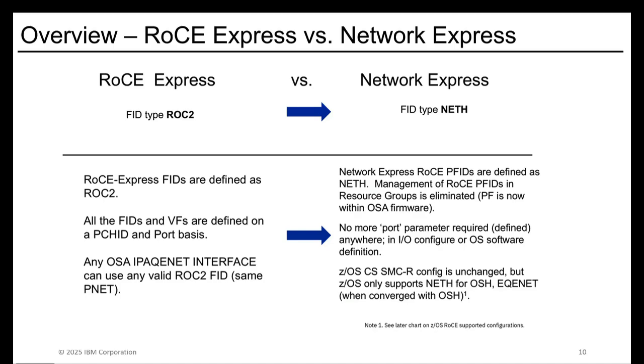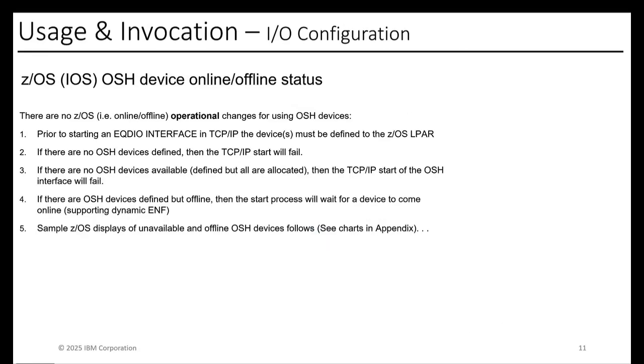If you move OSD and you use it on Z17, it's required to point to one of the Network Express NetH PFIDs. But for OSH, the NetH FID is on the same physical port. They're always converged. In terms of operations, in terms of online, offline, there's nothing changed here. But we'll add this chart. Your IO configuration step is required.